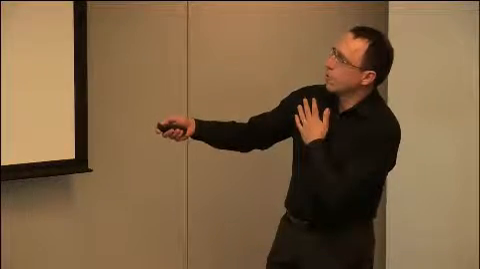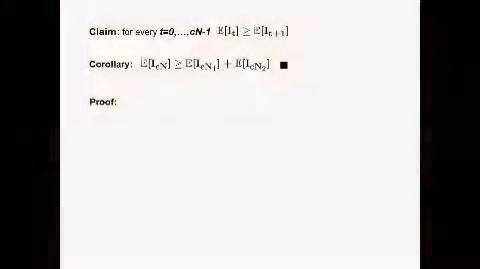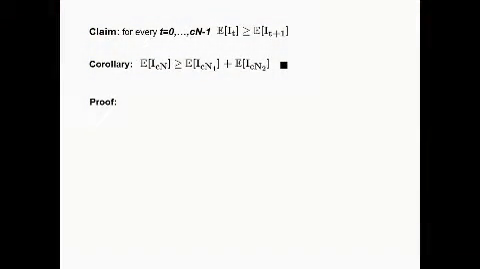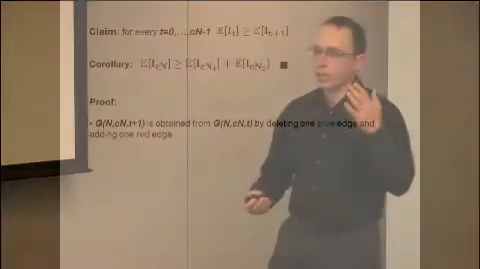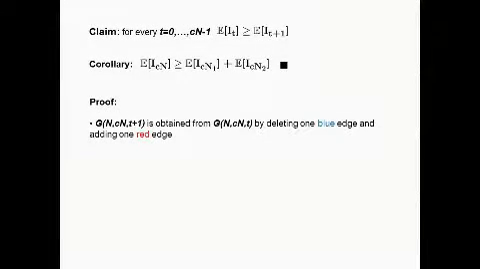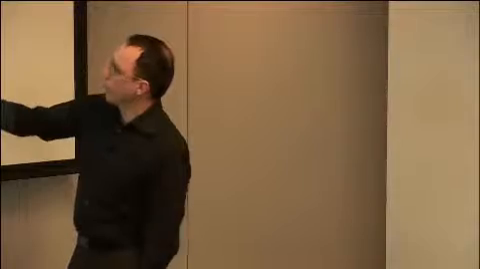So the way to show that: let's try to see what really happens when you go from this graph to this graph. Essentially, you delete one red edge and add one blue edge. The difference between t red edges and t plus 1 red edges is that you delete one blue edge and add one red edge. And you want to see somehow that in that way the size of the independent set can only go down. That's what we want to show.